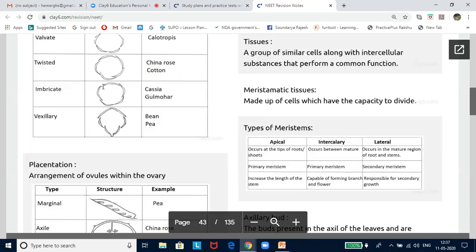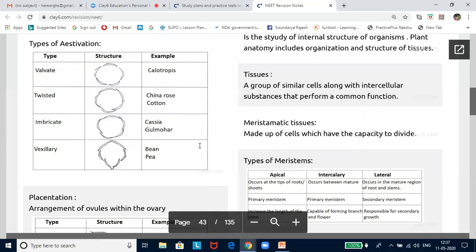In imbricate, if you look at it, one will be totally inside, one will be totally outside, and the other three will alternate, one in and one out. So this is what we call imbricate estivation. This is seen in cassia and gulmohar. In vexillary, you have a standard petal, and these are the keel petals, and this is typical of the Papilionaceae family and leguminosae. You please remember, in bean and pea, this is the kind of estivation, and it is known as the vexillary estivation. So the types of estivation are valvate, twisted, imbricate, and vexillary.